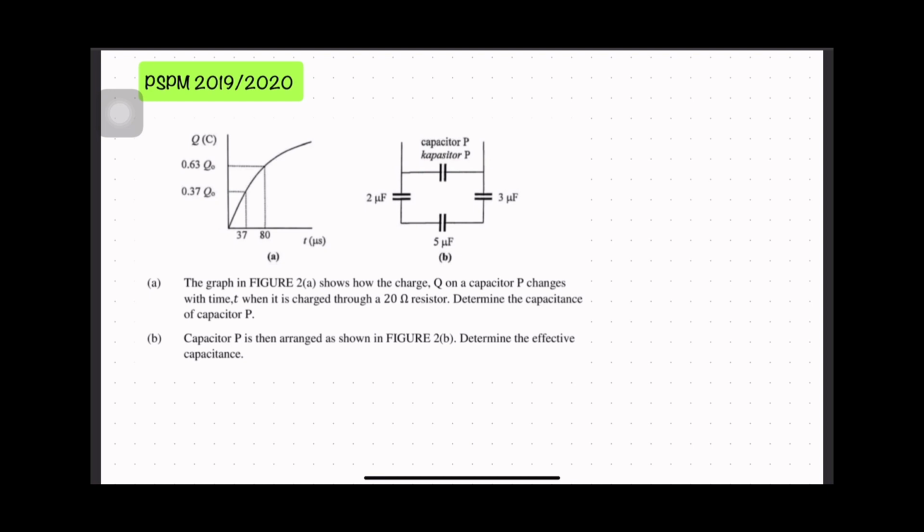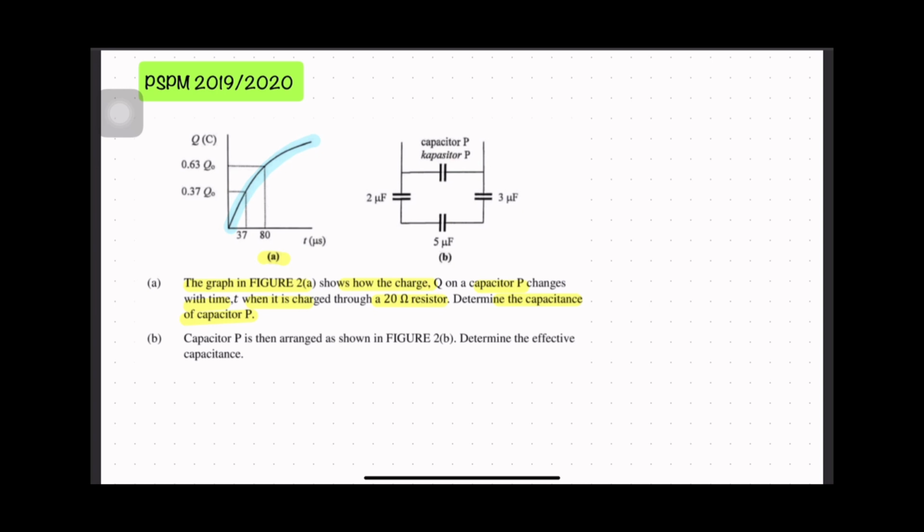PSPM 2019-2020. Okay, so we have the graph, figure 2A. Show how the charge Q on the capacitor P changes with time T when it is charged through 20 ohm resistor. Determine the capacitance of the capacitor P. Okay, so from this graph, this is the charging process.